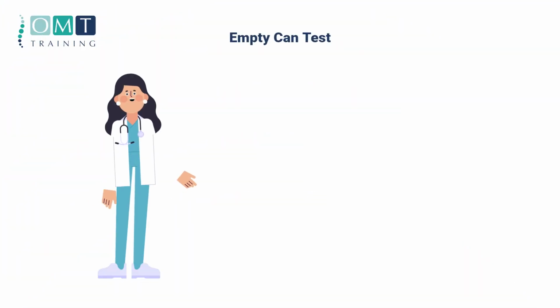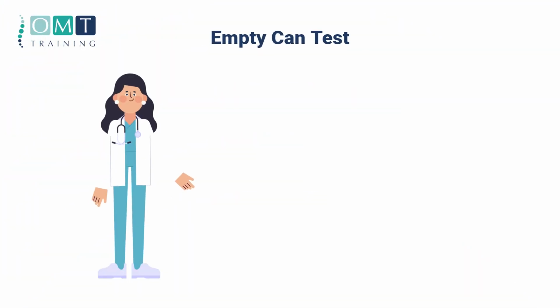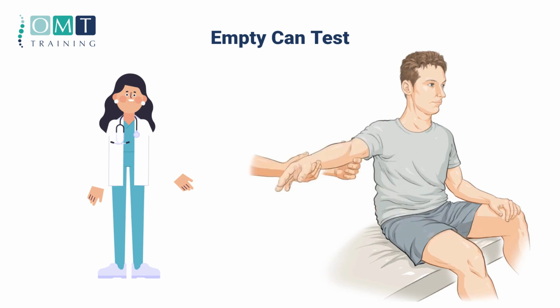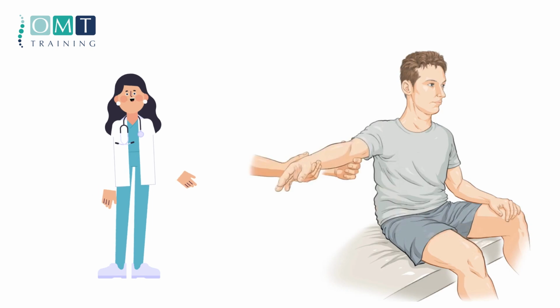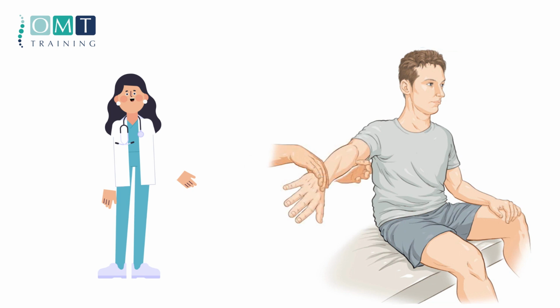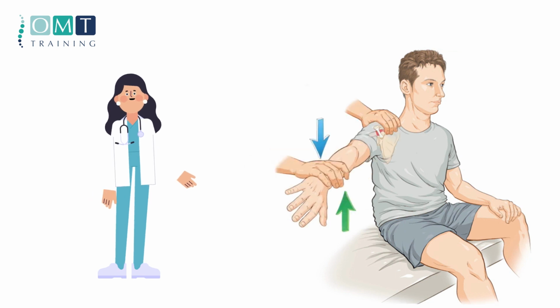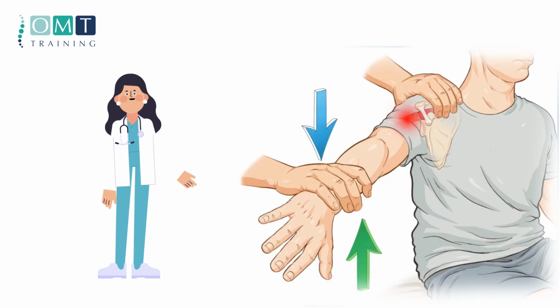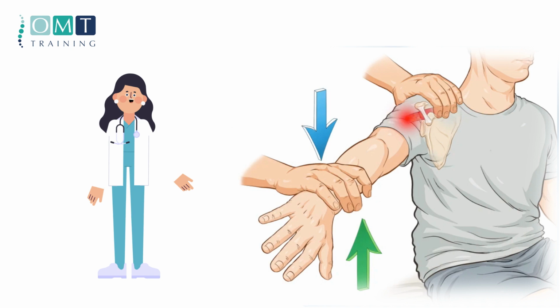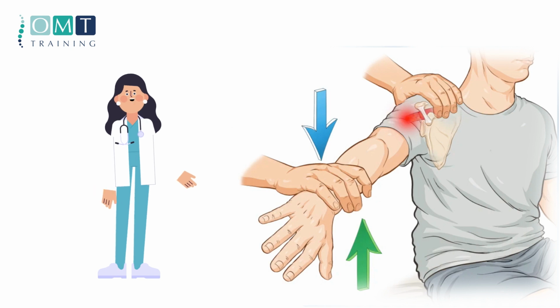The second test is called the empty can test. The patient's arm is abducted to 90 degrees and forwarded to 30 degrees while the thumb is pointing downwards. Stabilize the shoulder, apply downward pressure on the wrist, and ask the patient to resist. If this elicits pain, then it is a sign of impingement.